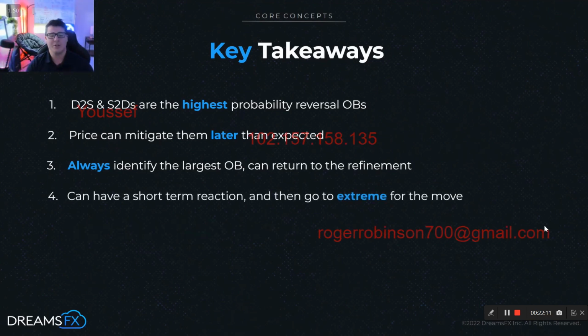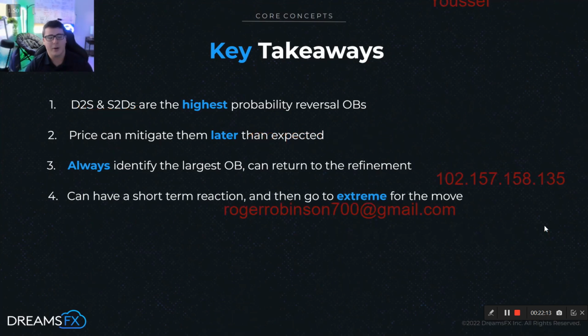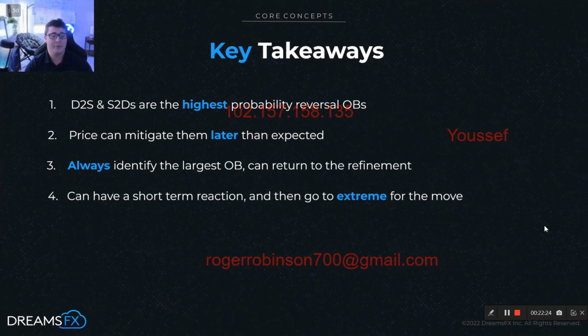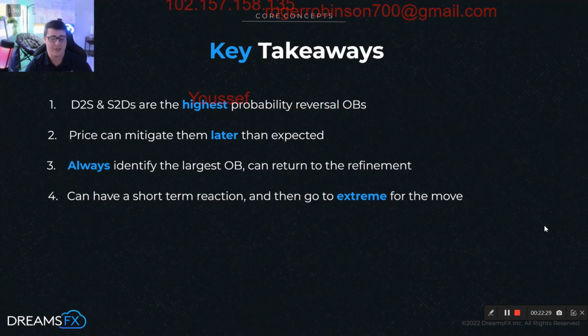Do you have a short-term reaction? Go to the extreme for the move. We also talked about that when price has that mitigation, what can happen is if our D2S is here, it comes to mitigate and go higher, it can then come back down to our initial extreme. That's always a possibility. So never be married to the bias that D2S or S2Ds will always make new structure, because as probable as they are, they don't always have to work. And there's reasons for that in the next section.